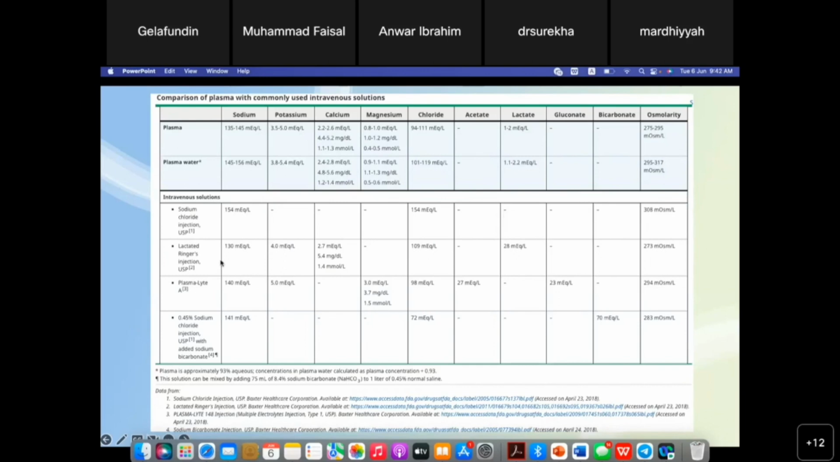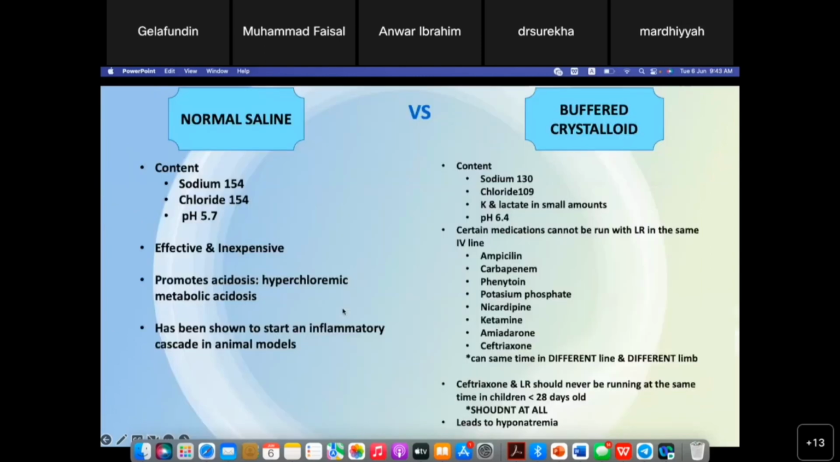And then according to this, normal saline only has sodium and chloride, but the balanced solution has other constituents too. For example, Hartmann's or Ringer's lactate has potassium, which is about the same, and then it has calcium. Okay, so other things about normal saline is that it is effective and also inexpensive.